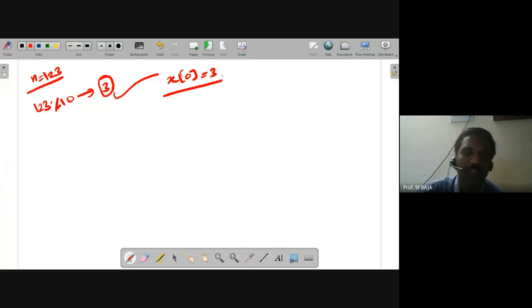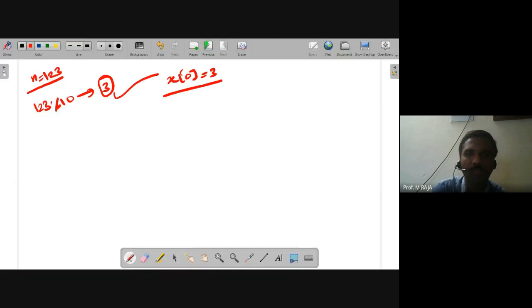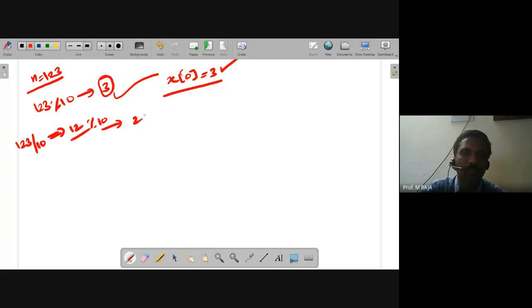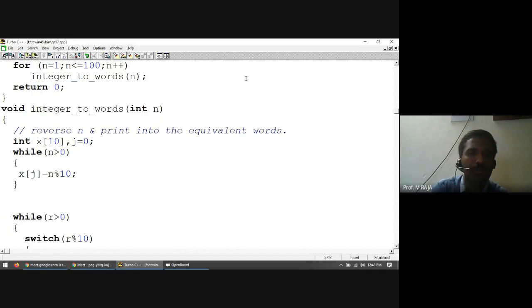So x[0] is equal to 3. To write that, x[j] is equal to n mod 10, since j is 0, it's clear, x[0] is equal to n mod 10, x[0] is equal to 3 is assigned. Then 123 is divided by 10 further to have a result 12. Next stage, 12 mod 10 should be performed. The result 2 should be assigned to the next location in the array. x[1] should be assigned a value 2.